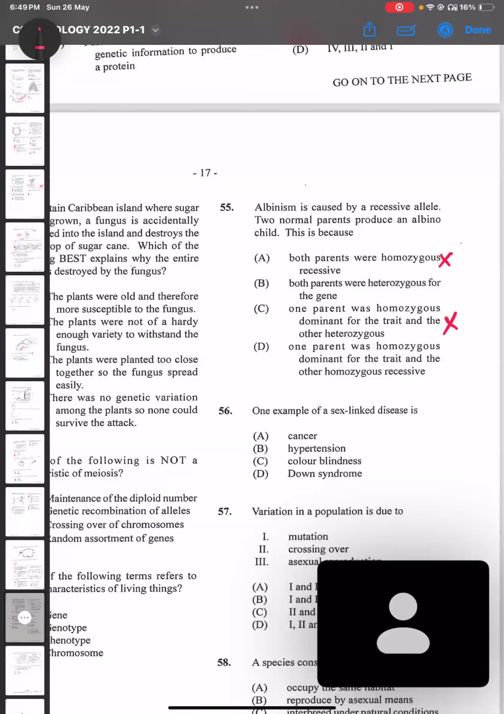This takes it out, because if it was homozygous recessive, it means that the parent would have albinism, but we know that we have two normal parents. So your answer is B.